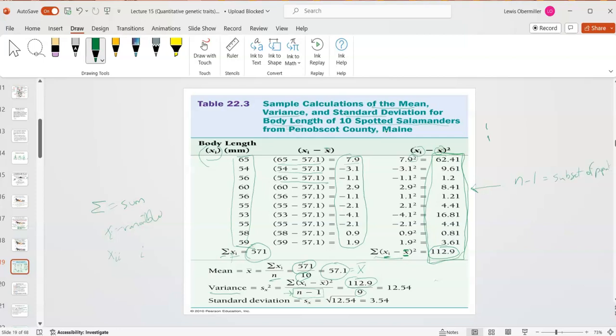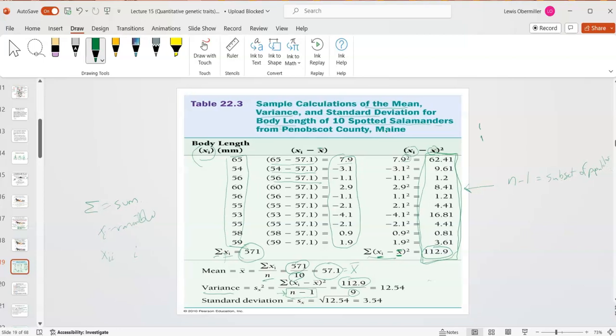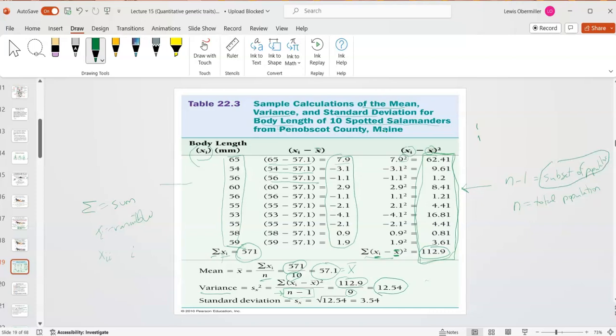We didn't collect all the salamanders in Penobscot County, Maine. So if n is the total population. All right, so anyway, this is why we have to subtract it from 1. So we get 9 because 10 minus 1 is 9. And this is our variance. So now this is the variance of a subset of population. We're only looking at 10 out of the whole population. So this is a subset of the population.